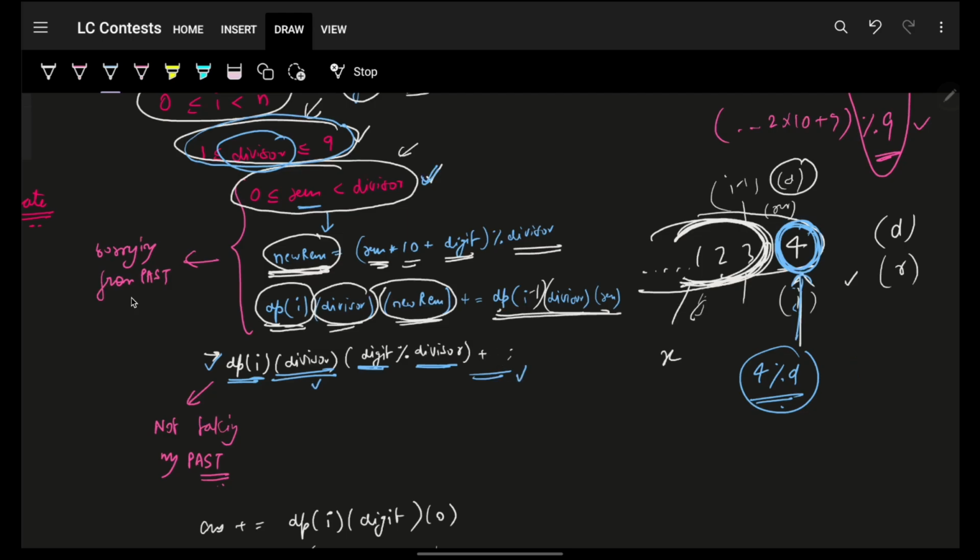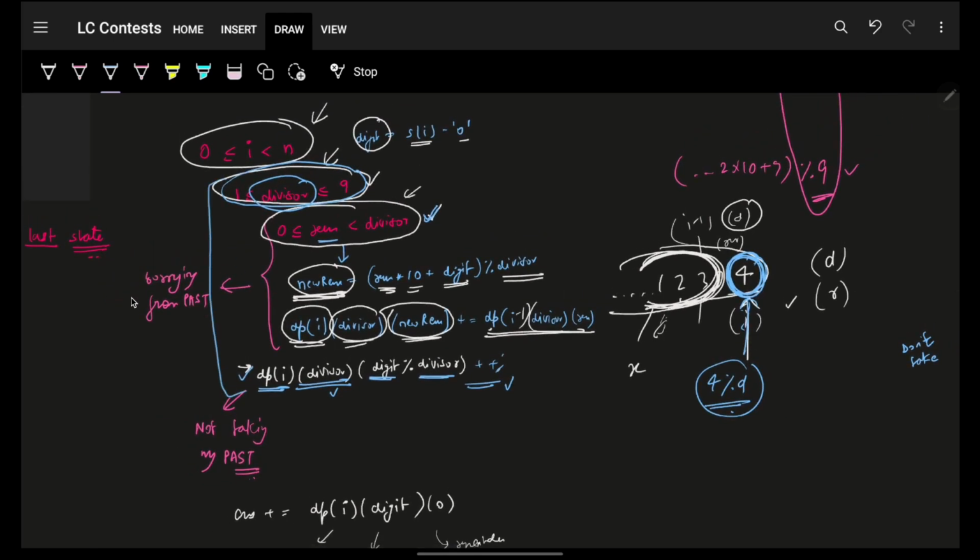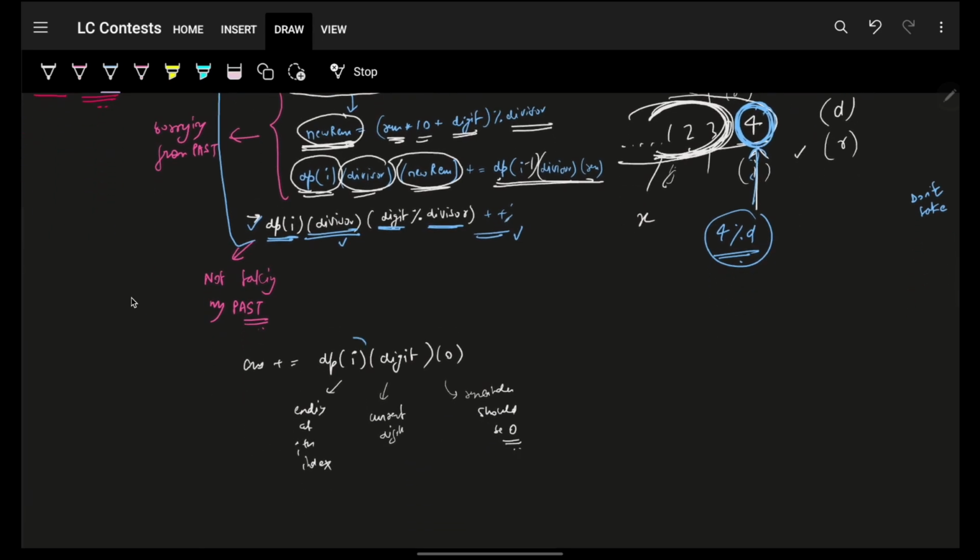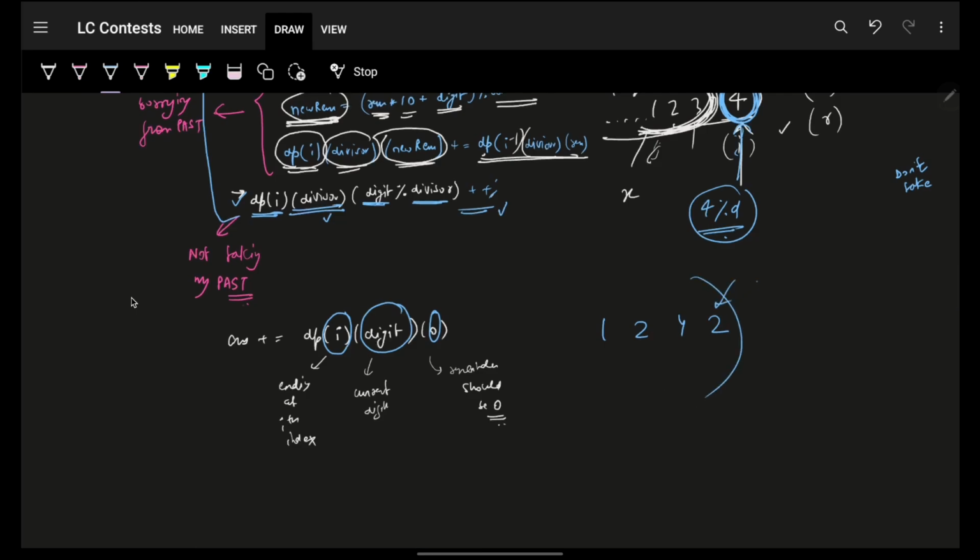And why am I increasing by 1? Why am I not placing a 1? Because obviously I want to keep on adding all possible answers. I want the sum of all possible substrings. That's the reason. And ultimately, when you have tried all the possible divisor values, your substring was ending at an index I. For this digit, it should give a remainder of 0. For 1, 2, 4, 2, I want, ending at index I, this digit of 2 giving a remainder of 0. How many substrings are there ending at index I? That I have to add in my answer.